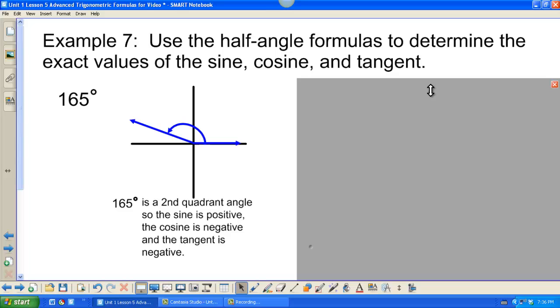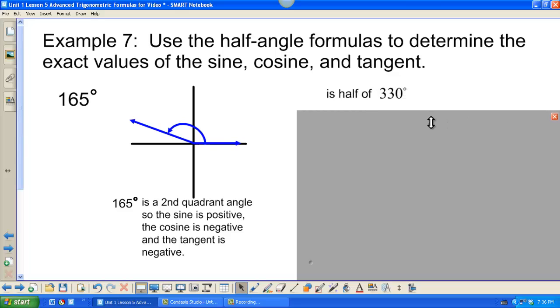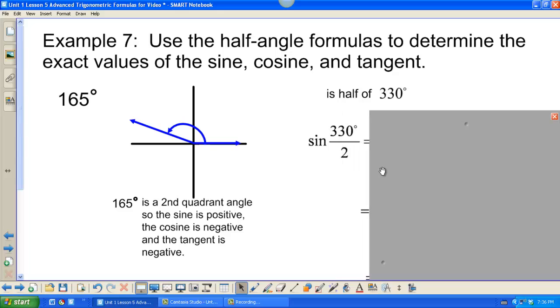Next, how are we going to figure out this exact value of 165 degrees? Because it's not formed from a 30-60-90 triangle or 45-45-90 triangle. Well, 165 degrees is half of 330 degrees. 330 is an angle that we have information about. So using the 330 degrees, we can talk about the sine of 330 degrees over 2, because 330 divided by 2 is 165.